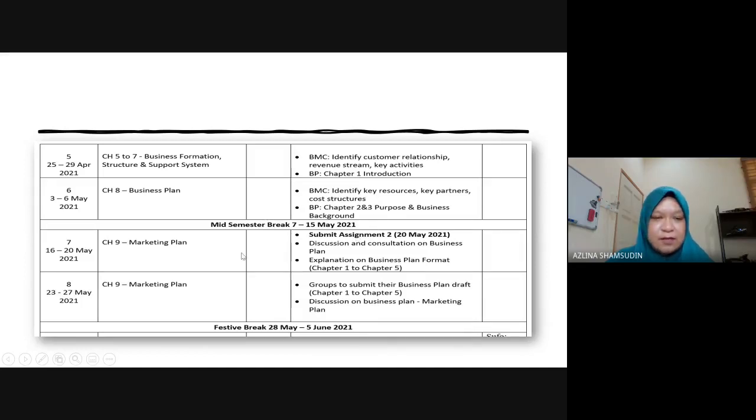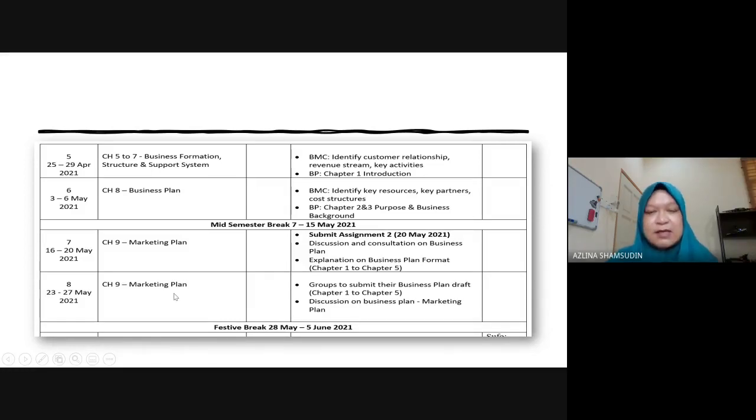After the raya break, in week 7, you will submit the second assignment. Then we continue with our third assignment, the business plan. The business plan altogether has 10 chapters, and up to here we have covered chapter 5. The marketing plan and the rest are what you learn during the lecture for the third assignment.